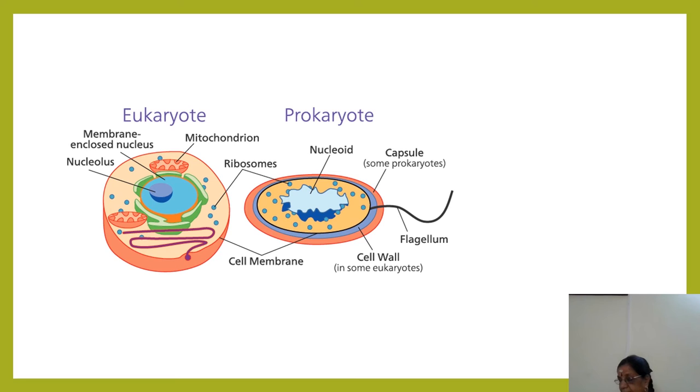Also, I said prokaryotes are generally smaller in size, lack a well-organized nucleus, and their nuclear material is not surrounded by a nuclear membrane. And the ribosomes are also smaller in the prokaryotic cell. I hope you understand this. So this is the difference between prokaryote and eukaryote, and that structure I am representing here.